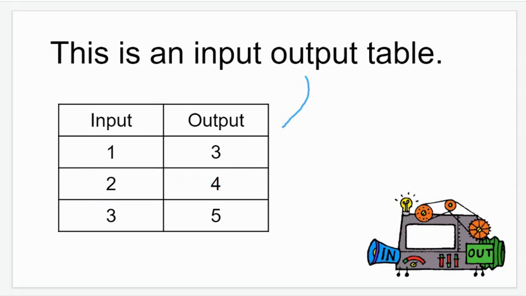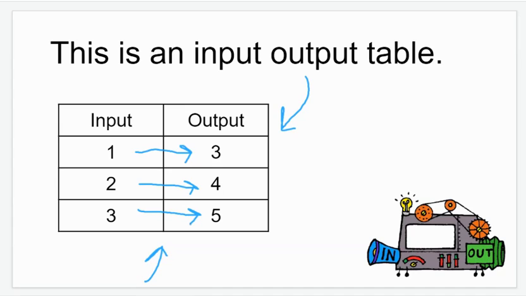So this right here is an input-output table. An input-output table represents how a rule is placed on a value, which is the input, and then it results in a different value, which is the output. An input is the number before the rule is applied, and an output is the number after the rule is applied. Every input-output table has a rule. Something happens between the input and the output, and we have to figure that out. This is why I like to think of it as a fancy number machine.